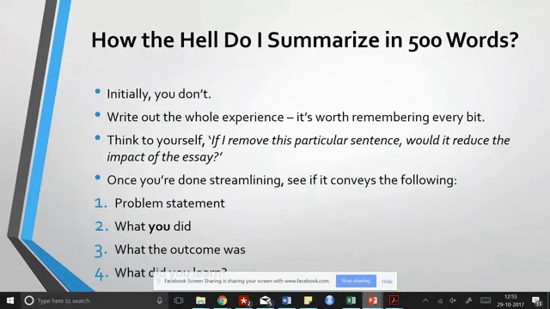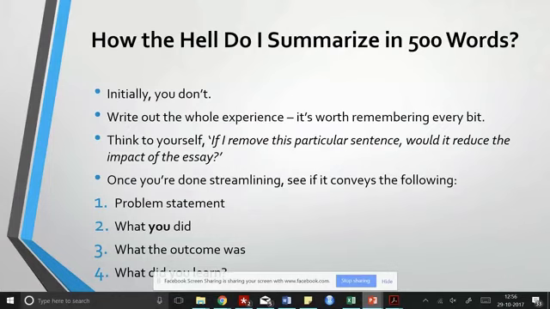So finally, how the hell do you summarize all of this in just 500 words? Well, you can't and you shouldn't, at least initially. First, I would say you write out the whole experience because it's worth remembering every single bit of it. Years from now, when you've passed out of NIT and someone asks you how your experience was, and you tell them about how you did this, you'll just want to go back and read about what all you did during that time.